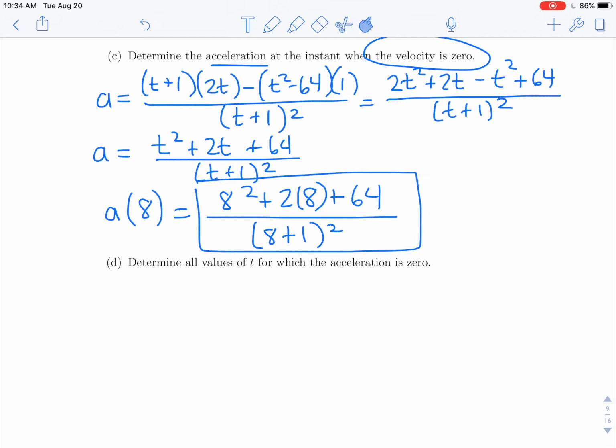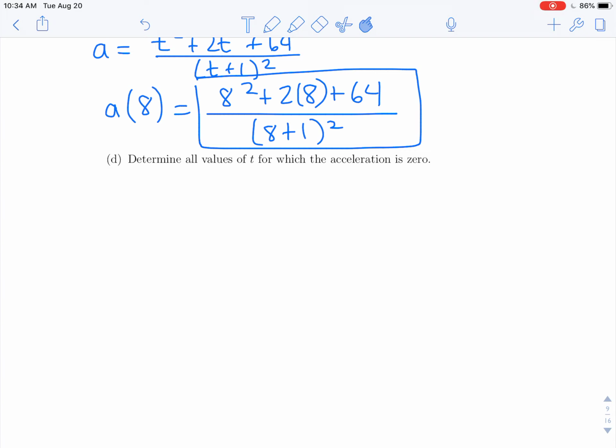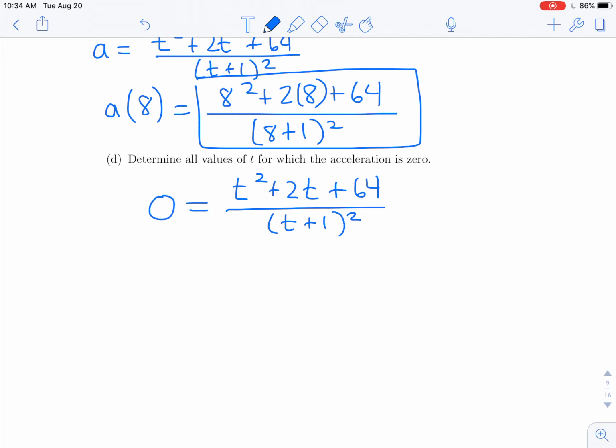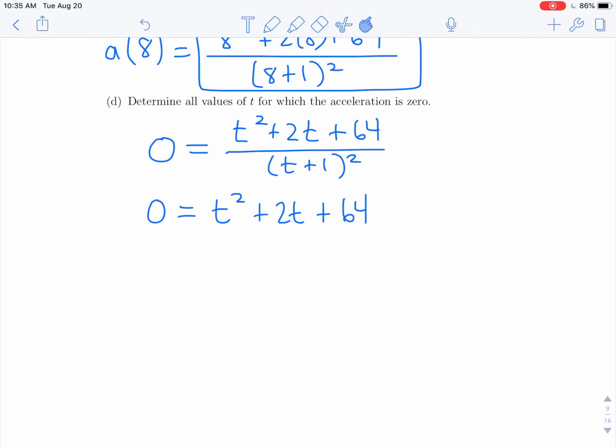Part D says determine all values of t for which the acceleration is 0. So we have the acceleration, and we want to know when is it 0. So the acceleration is t squared plus 2t plus 64 all over t plus 1 quantity squared. And so the acceleration is going to be 0 when this numerator is 0. So 0 equals t squared plus 2t plus 64. And I don't see how to factor that immediately, so I would go ahead and just do the quadratic formula.